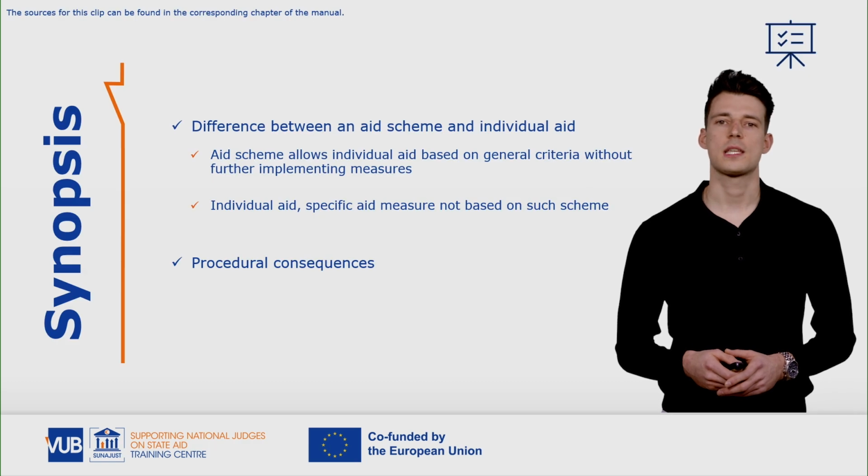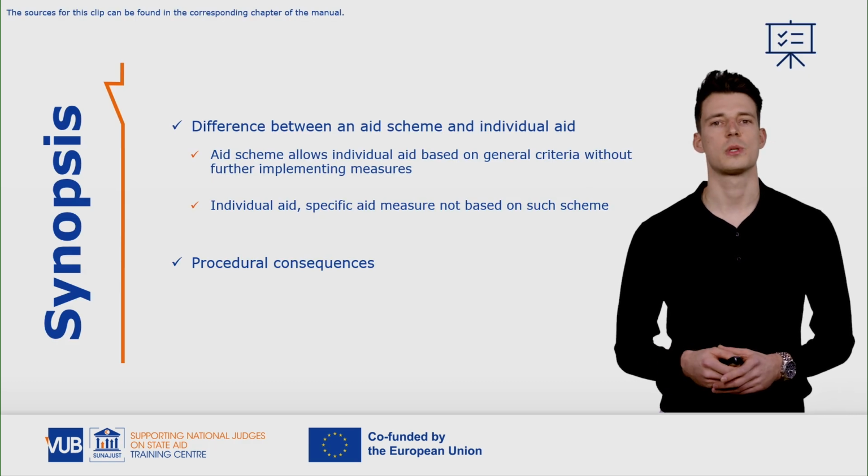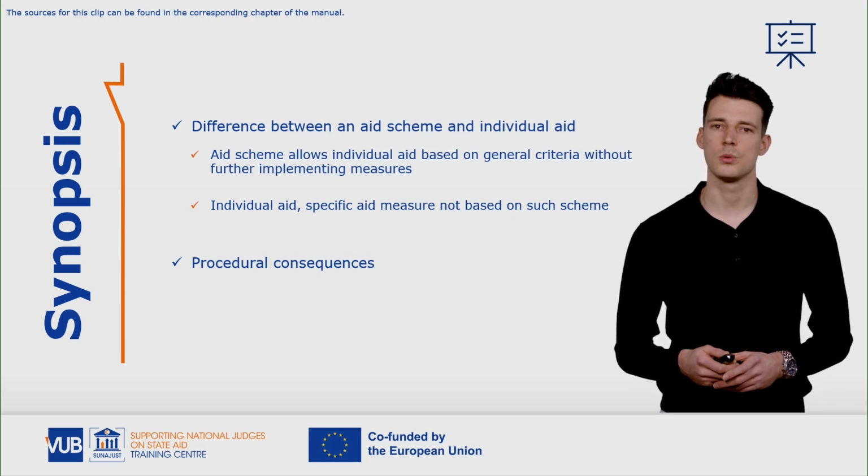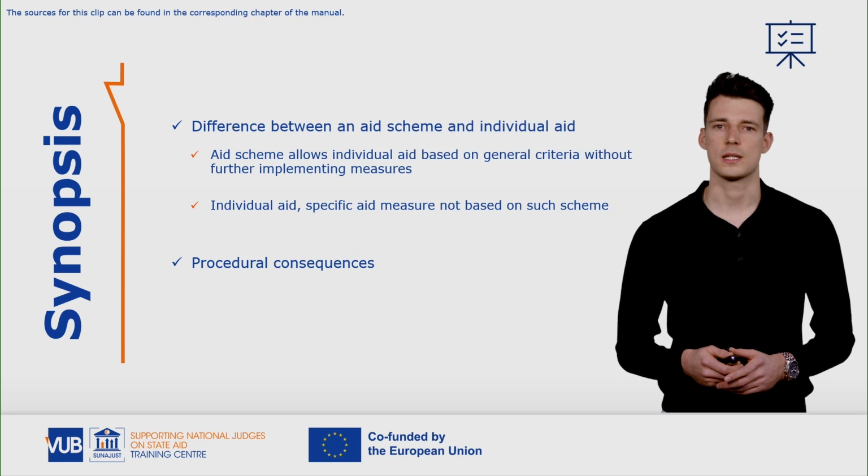In summary, an aid scheme is a measure allowing individual aid to be granted to undertakings based on general, abstract criteria without needing further implementation measures, while individual state aid refers to specific aid not based on such schemes. This entails procedural consequences, as for example the European Commission can only initiate procedures regarding existing state aid with respect to aid schemes, but not with respect to individual state aid.